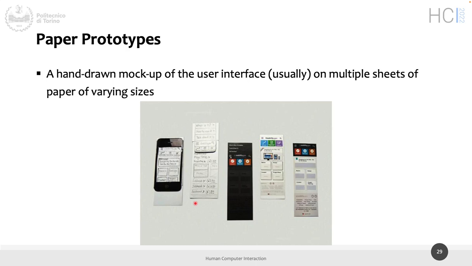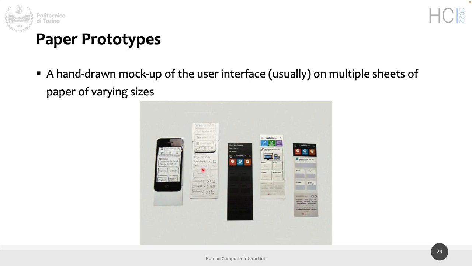made on different pieces of paper of varying size. So here, for instance, there is an example. Actually, these are not all low fidelity. The first two are low fidelity prototypes of a smartphone application. And they also built a smartphone frame to resemble it, to just give the right size of the screen. And not only that, also to allow scrolling.